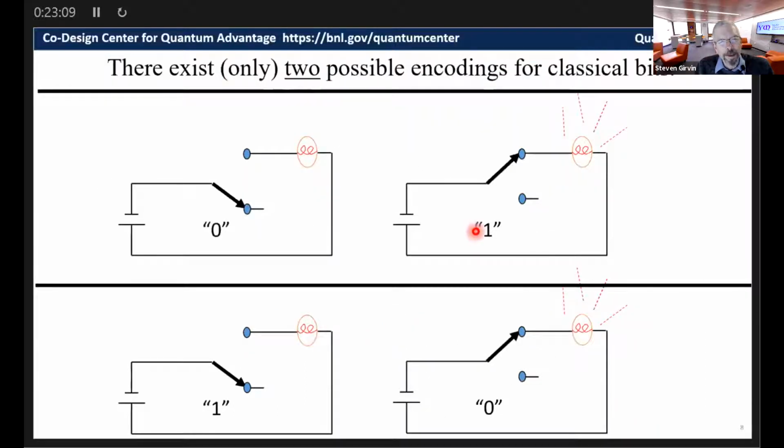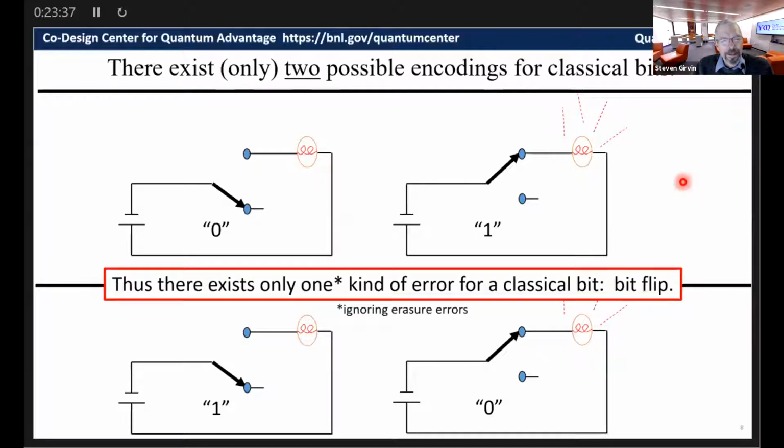There are really only 2 possible encodings for classical bits. You can have 0 represented by switch open, or 1 represented by switch open. Those are the 2 choices, and the 2 encodings just differ by a NOT operation. So it's not too complicated. And so that also means there's only one kind of error, bit flip, ignoring erasure errors, which I won't go into right now.